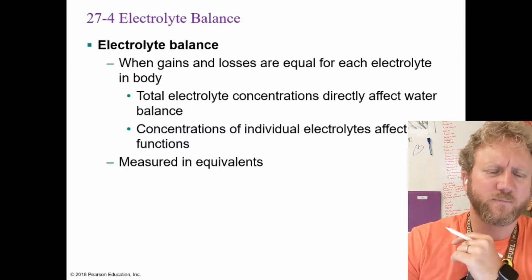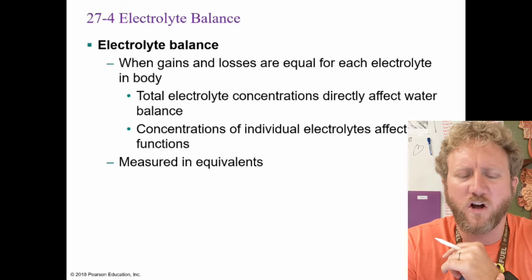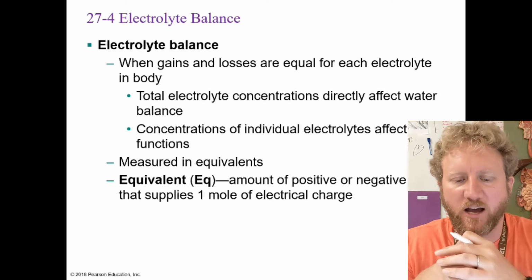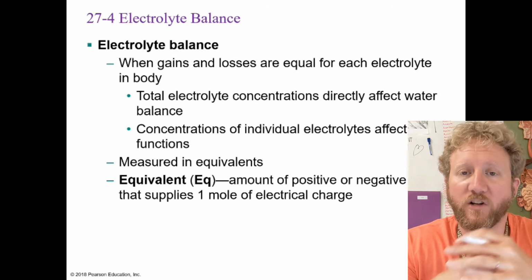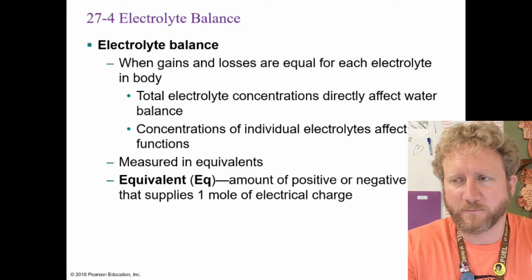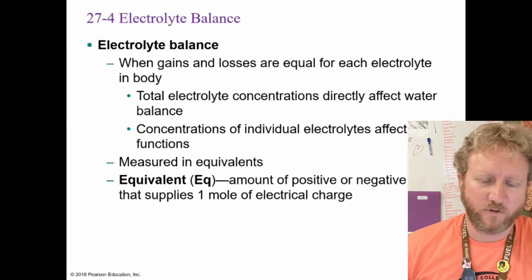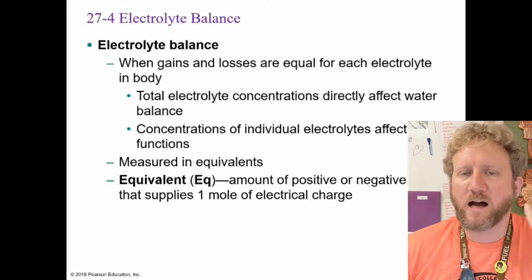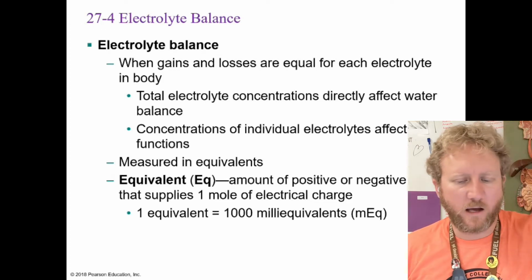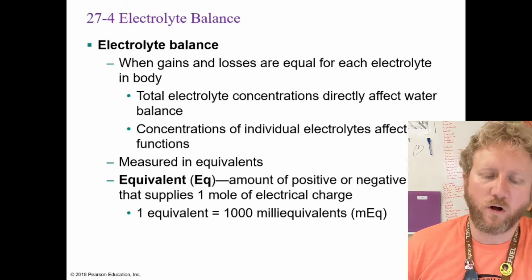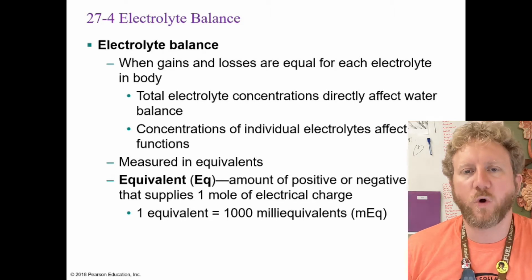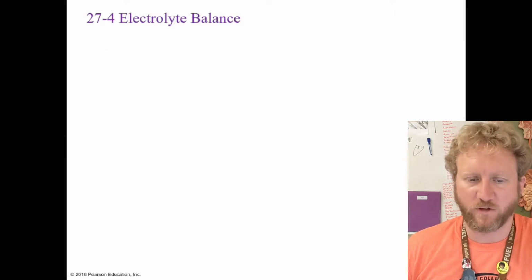We measure electrolyte balance in a unit called an equivalent, which is basically the amount of positive or negative ions that supply a mole of electric charge. I guess that's really all we need to talk about there. It's a way to quantify ions, basically. Most of what we're going to be talking about is milliequivalents. So one equivalent is 1,000 milliequivalents.